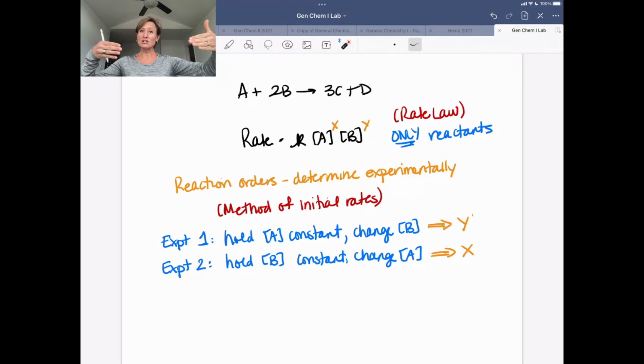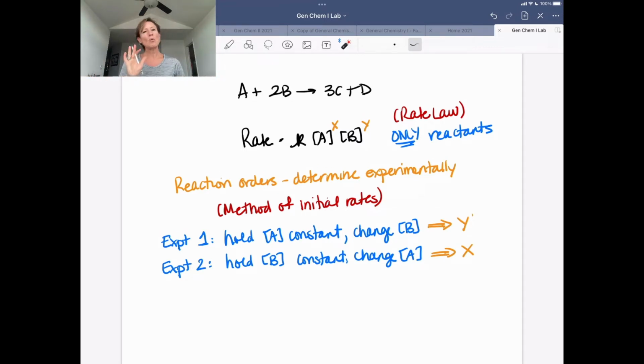Is it a direct relationship when we have a reaction order of 1, or is it a square relationship, or a cube relationship if x is equal to 2? Really, we don't have 3. Or is there no dependence, and that's a 0 order process?